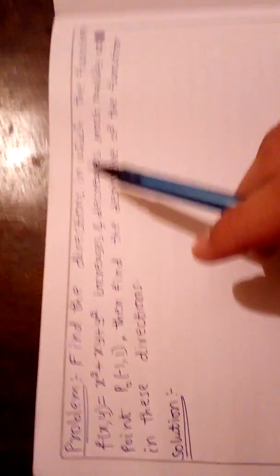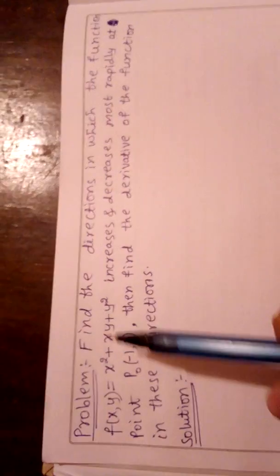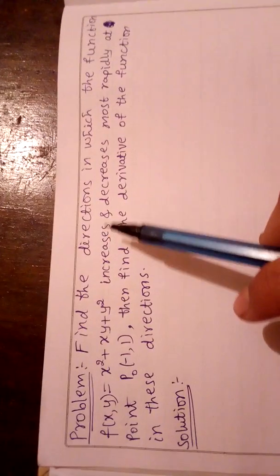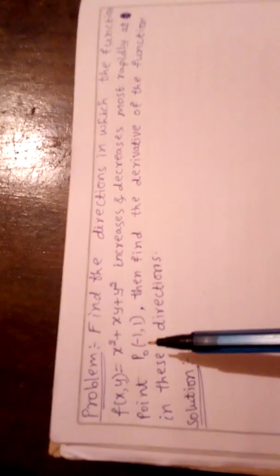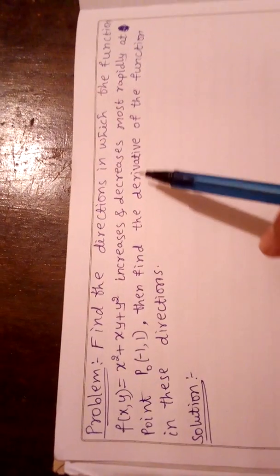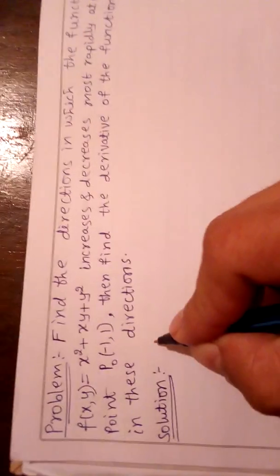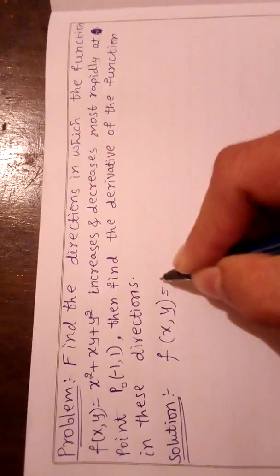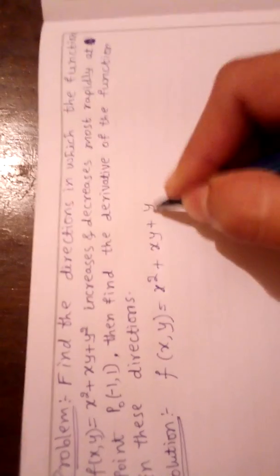Find the directions in which the function f(x, y) = x² + xy + y² increases and decreases most rapidly at the point P0(-1, 1). Then find the derivative of the function in these directions. Now they have given that the function f(x, y) is equal to x² + xy + y².